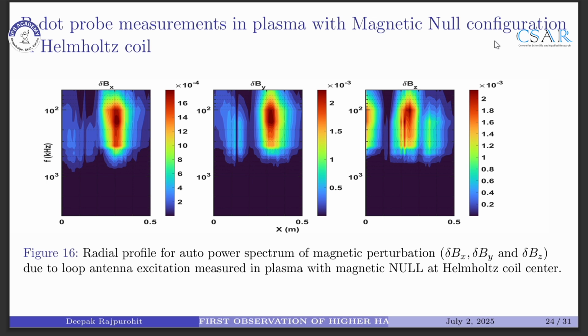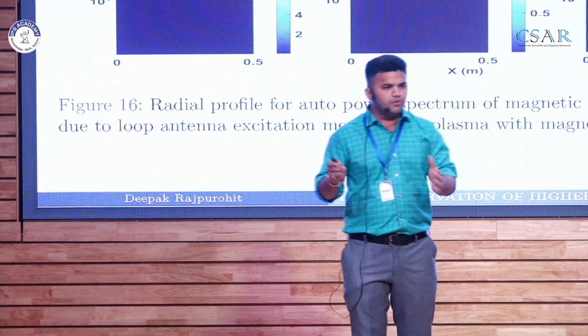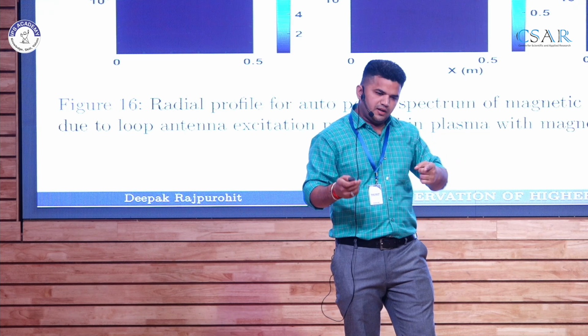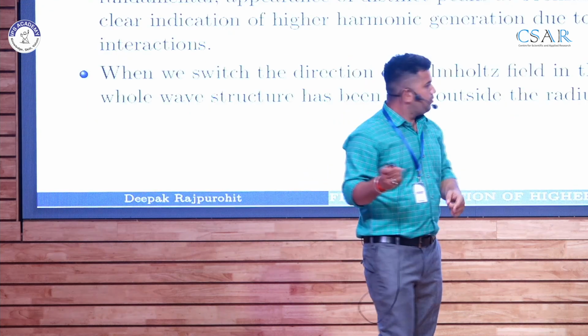In the BX and BY components, the whole structure is shifted outside the radius of the Helmholtz coil. But in the Z component, there is also some wave profile and finite wave magnetic field at the center of the Helmholtz coil, or center of LVPD, because the loop exciter, Helmholtz coil and center of LVPD are collinear at a common center, common axis.